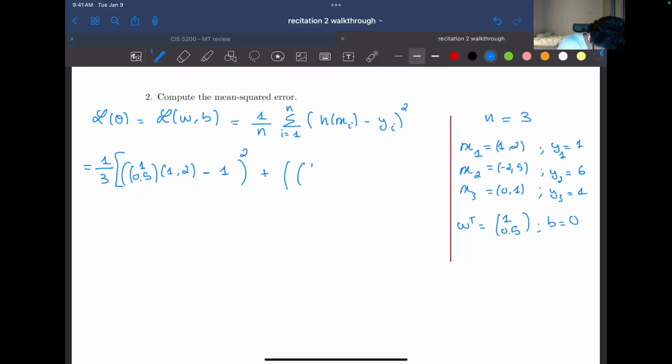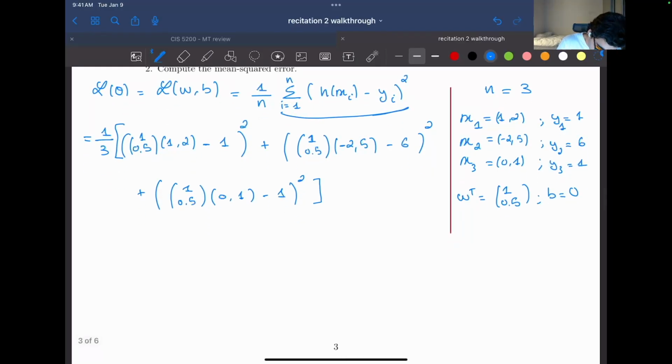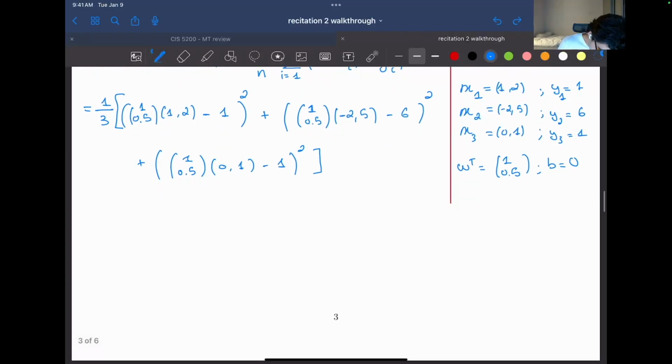Now, I'm going to go a bit faster. x2, what's x2? Minus 2, 5, plus B, but B is 0. Minus y2, y2 is 6. This whole thing squared. And then the last one, 1, 0.5. What's x3? It's 0, 1, right? Plus B, B is 0. Minus y3, y3 is 1. Squared. And then this is the end of the sum, right? All of this times 1/3.